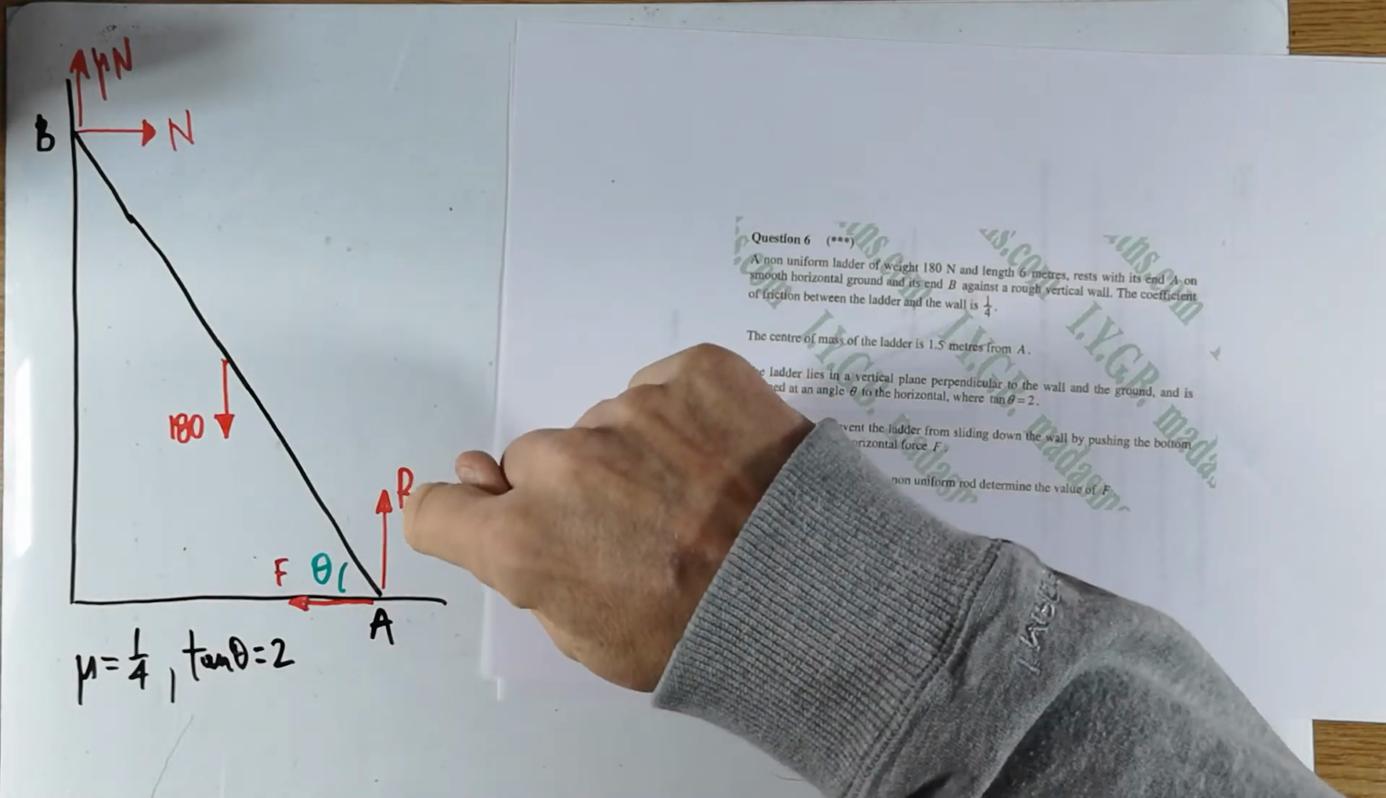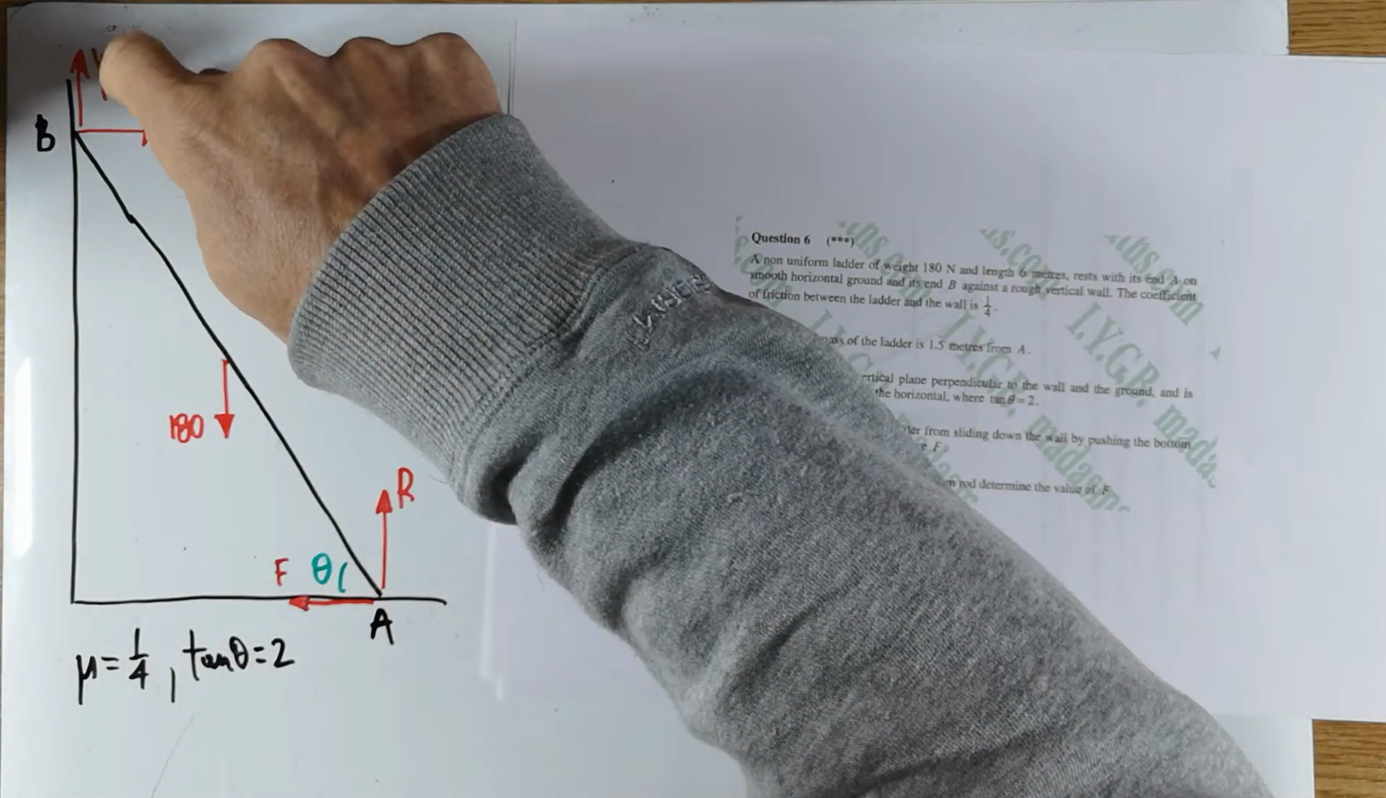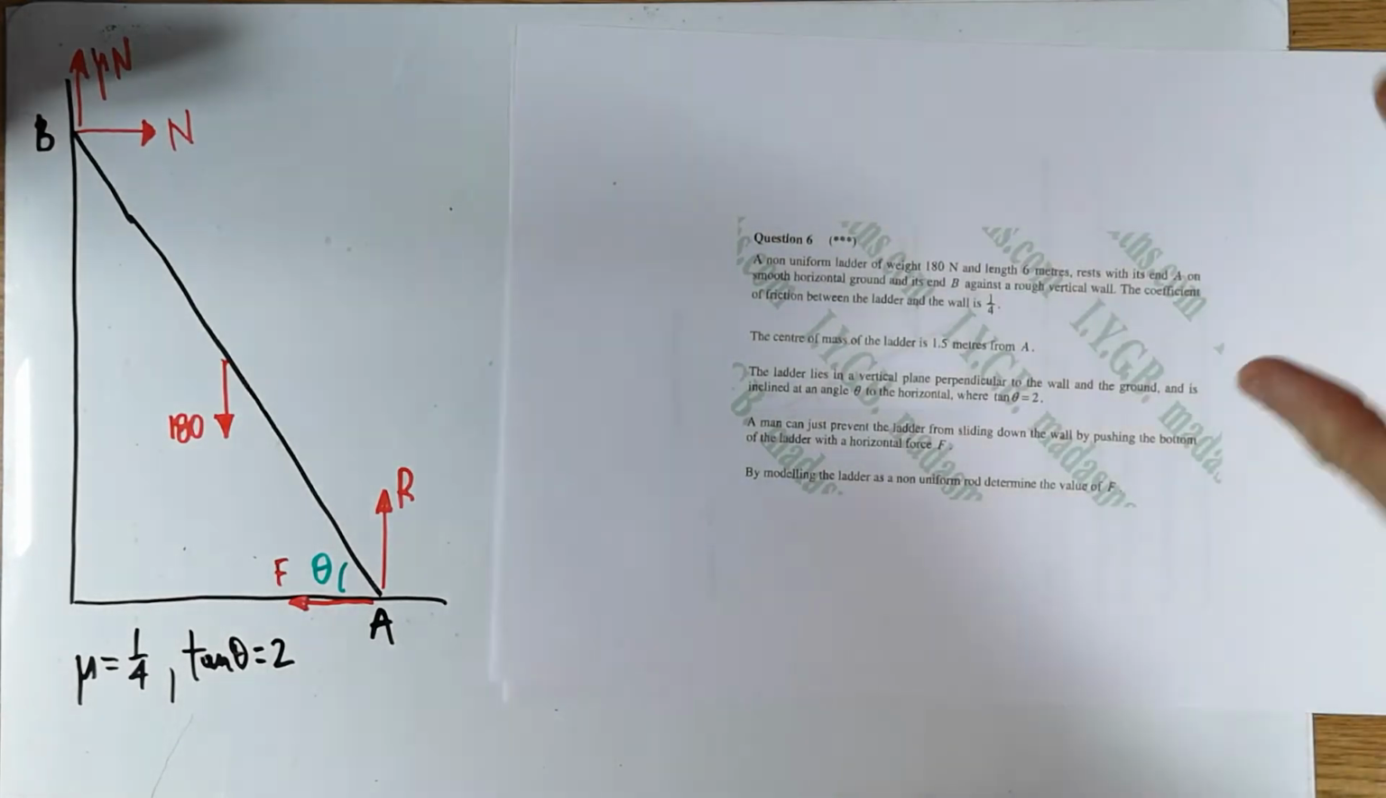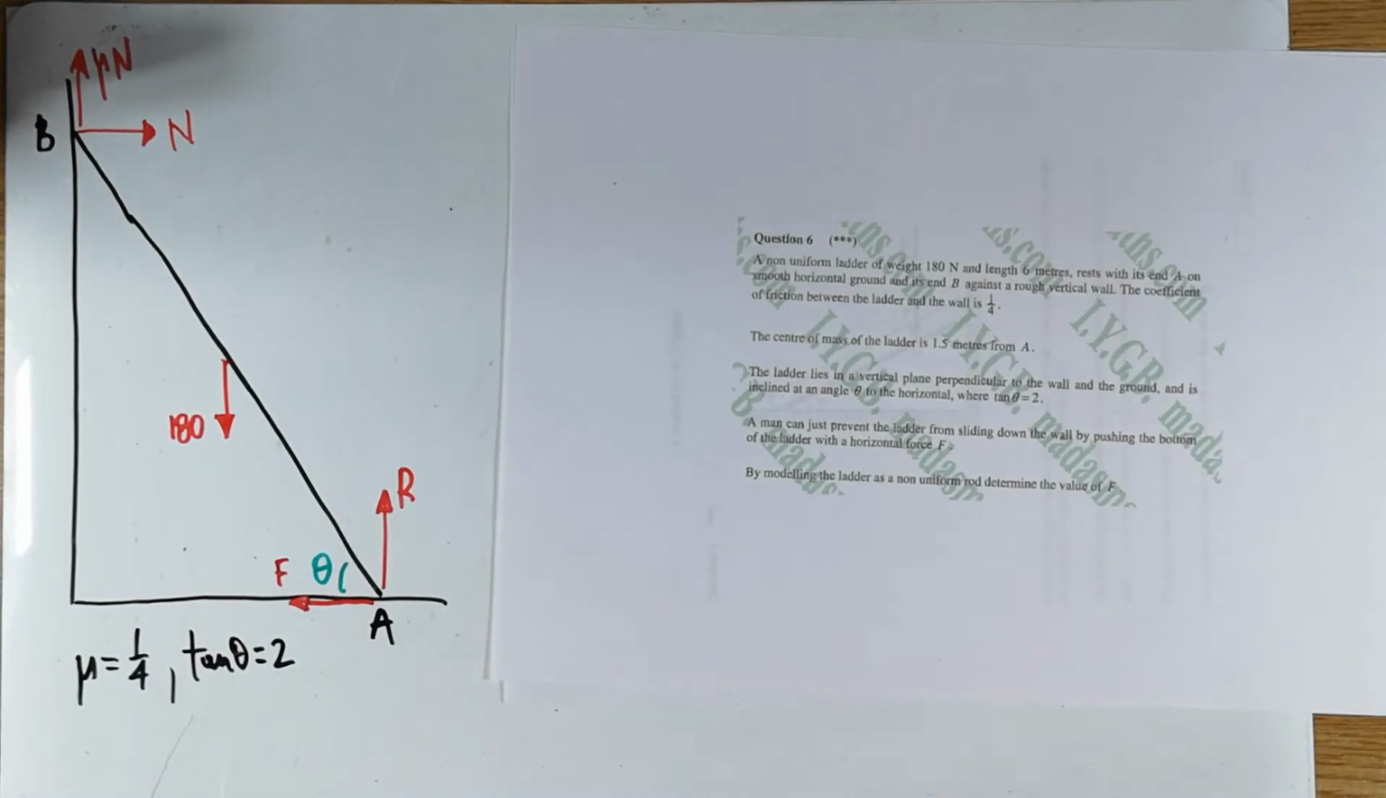If you want, when you do your own diagram, mark this as N and swap the R's there. It doesn't really matter. Okay, I'm ready now. What does he ask? He's asking us to find the value of F. How hard is this man pushing, basically? So we're trying to find the value of F.